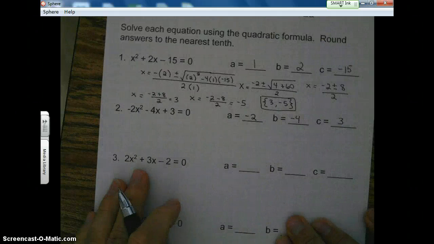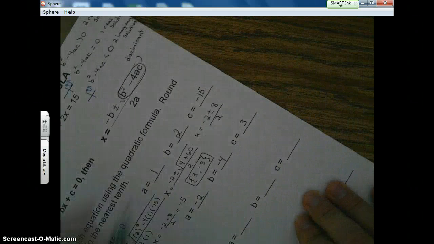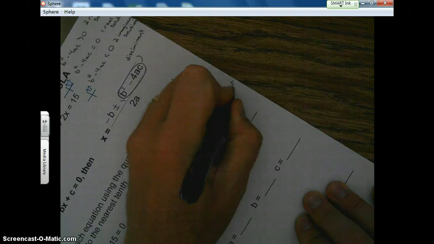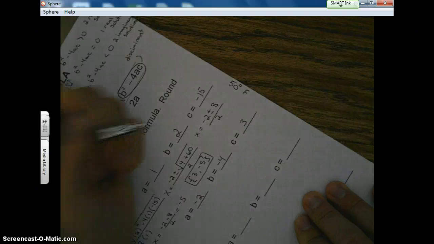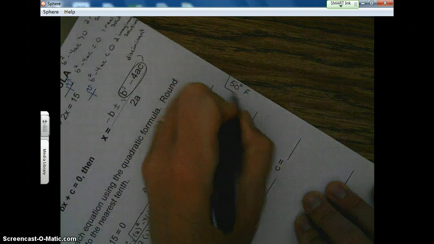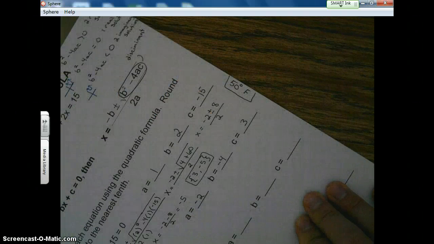By the way, I just checked the temperature outside, and it is a whopping 50 degrees Fahrenheit. The cold front has come through. Hope you guys are dressing warm.